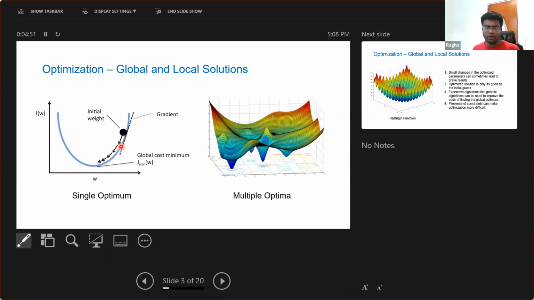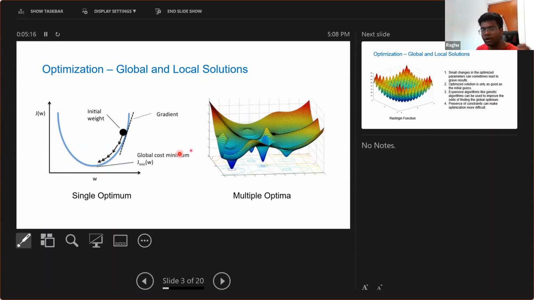But the functions don't look like this. They are not this nice to us in the real world. They are much more complicated than the function I'm showing you on the right side. It can have multiple of these minimum values. And if you see the ball example here, if we throw a ball from here, it stops at this minimum point.